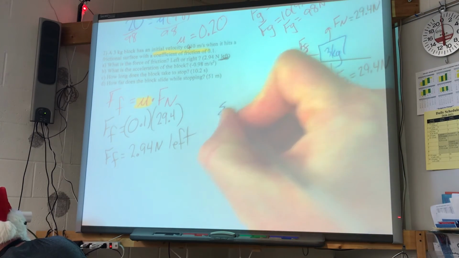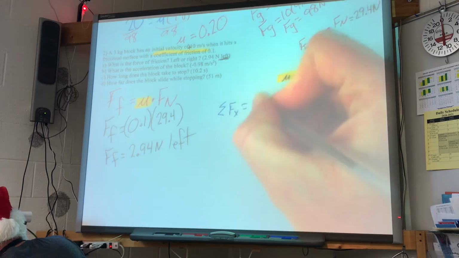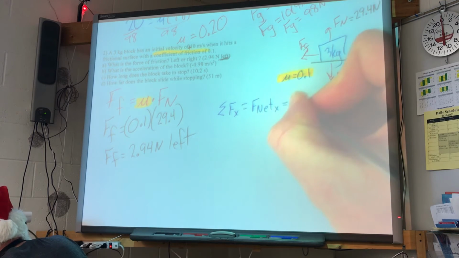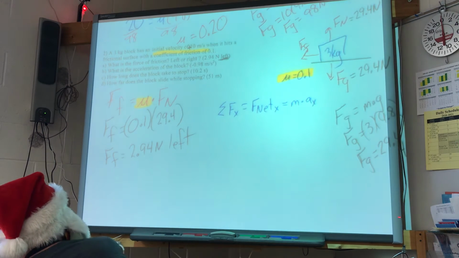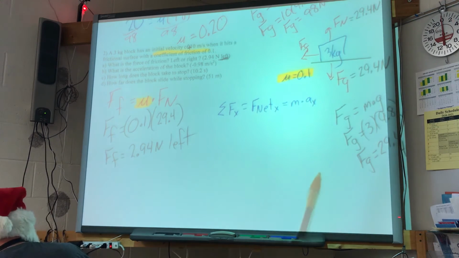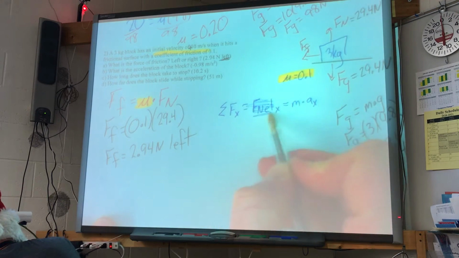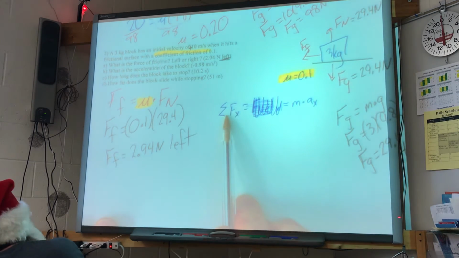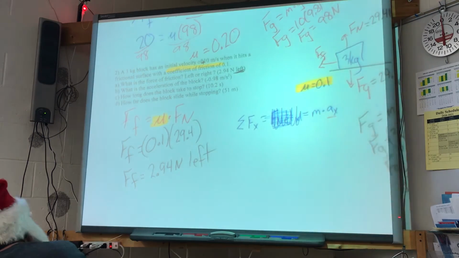The other way we can find it is we can sum up all of our forces in the x direction, which is equal to F net in the x direction, which is equal to mass times acceleration in the x direction. That's Newton's second law. There are 3 parts to it, and we really only ever use 2. Since I don't know what my net force is, and it's not asking me what my net force is, I'm just going to scribble that out. I'm going to say the sum of my forces is equal to m times a. And what I'm really trying to determine is that a.